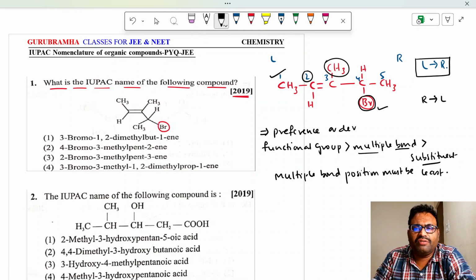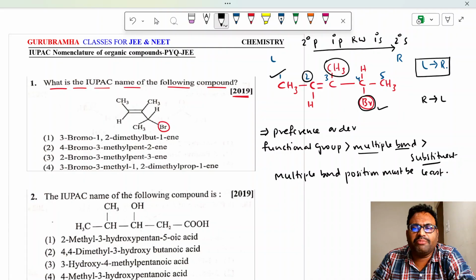If you name the compound, we write the IUPAC name according to 5 components. What are those? Secondary prefix, primary prefix, root word, primary suffix, and secondary suffix. These 5 components must be checked. If any component is absent, we have to leave that component and write the next component according to this sequence. This sequence we need to follow. So first you write the secondary prefix, then the primary prefix, then the root word, then the primary suffix, then the secondary suffix.